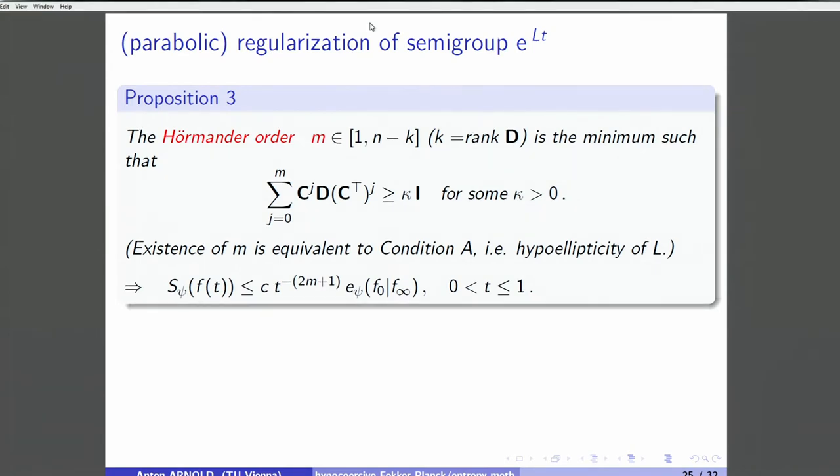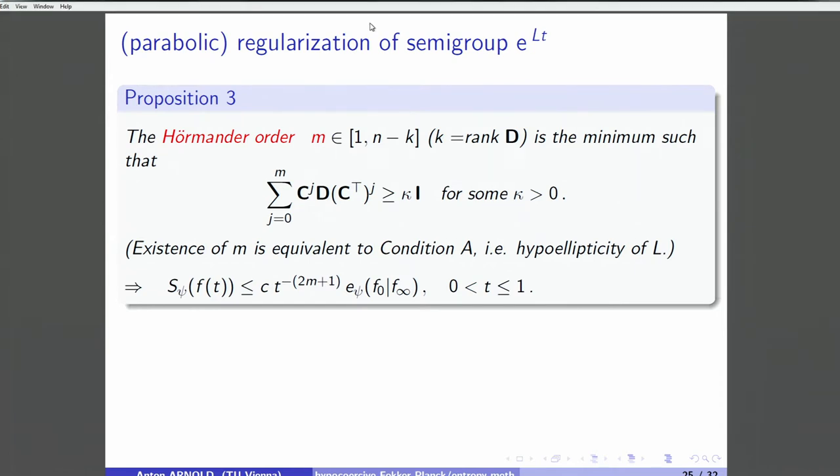But if the D is singular, then M equals zero will not work, and you have to go higher up and add more of these terms until you get a bound below by this identity matrix. The smallest index M such that you get this inequality somehow quantifies how complicated the structure is, how degenerate it is, and how many times you have to mix good and bad diffusion directions, or in the Hörmander notation, how many iterated gradients you need to span your whole space.